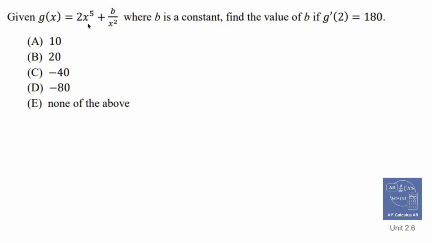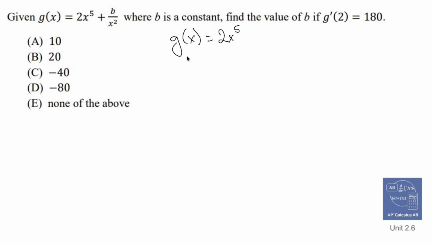Given g of x equals 2x to the 5th plus b, where b is some constant that we don't know, over x squared, find the value of b if g prime of 2 is 180. So what I have to do is take the derivative of this guy. Before I can take the derivative, let me rewrite it out. g of x is going to equal 2x to the 5th.